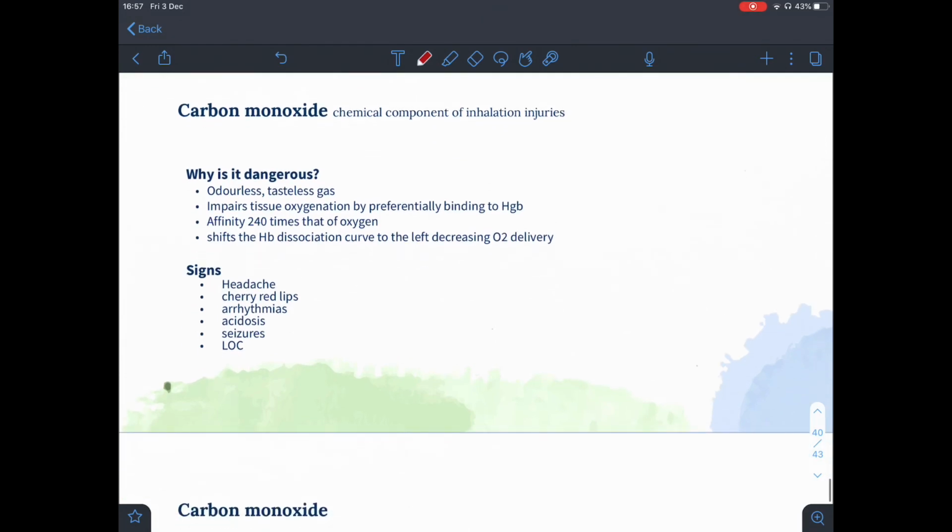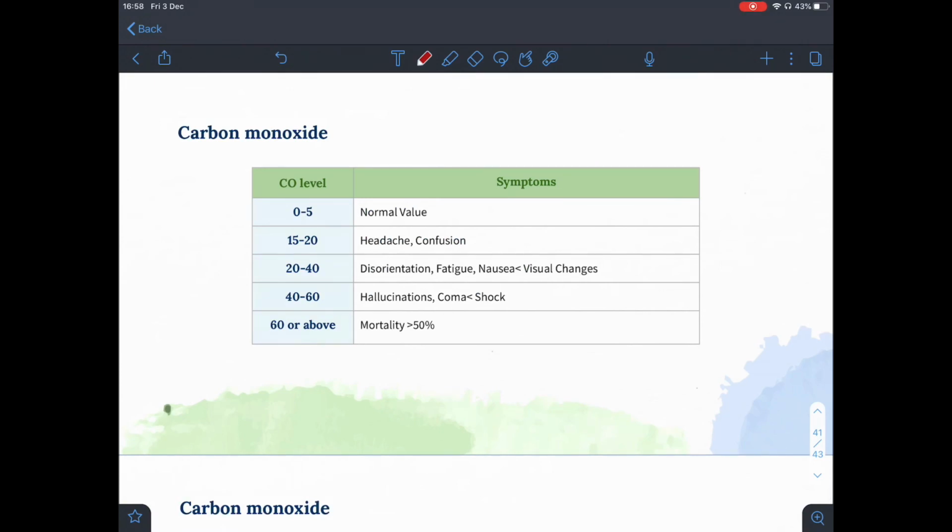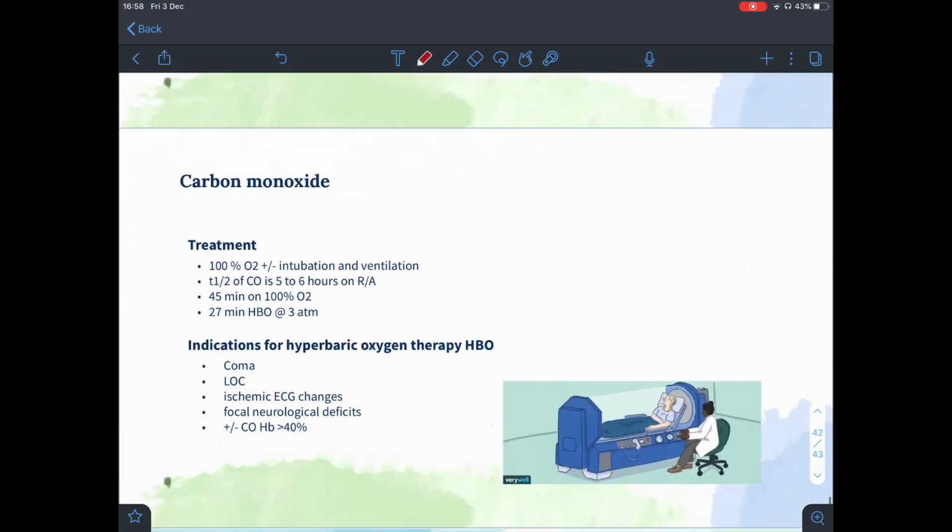So what are the signs? Headache, cherry red lips, arrhythmias, acidosis, seizures, and loss of consciousness. These are the values, with different signs at each level. Normally we are at 0. At 60 or above, mortality starts to rise. And then you can see different symptoms according to the level.